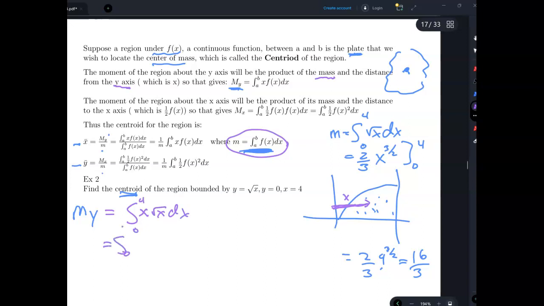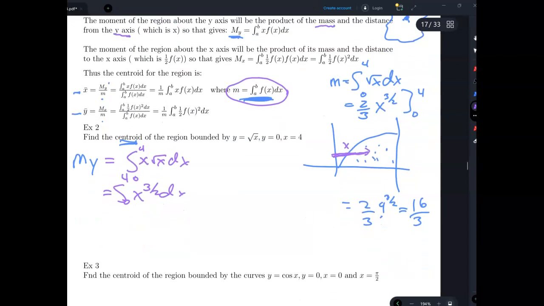So you know that you would need to rewrite this as x to the 3/2. Then you'd get 2/5 x to the 5/2 between 0 and 4. So 2/5, 4 to the 5/2. That's 2 to the 5th power, so that's 32 times 2, so 64 over 5. So that's the m sub y.